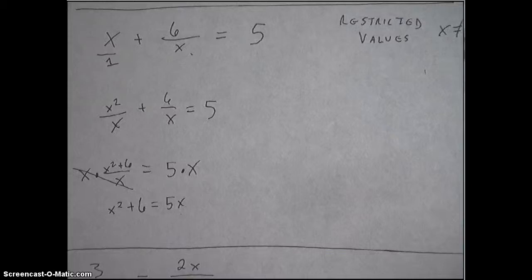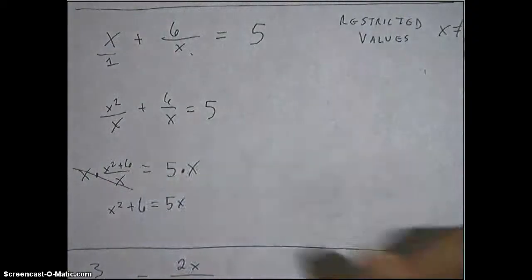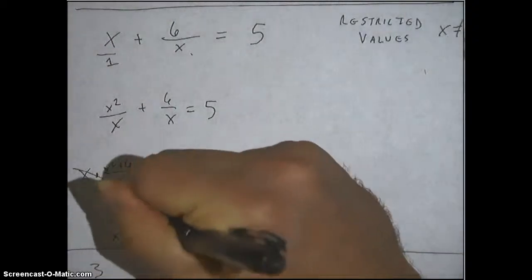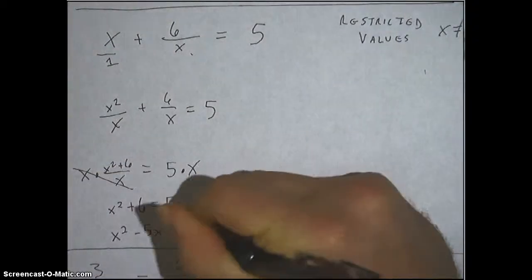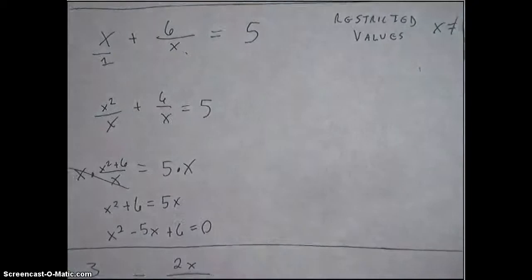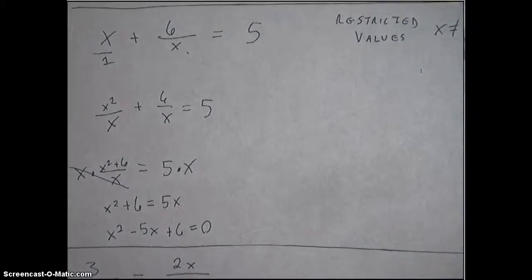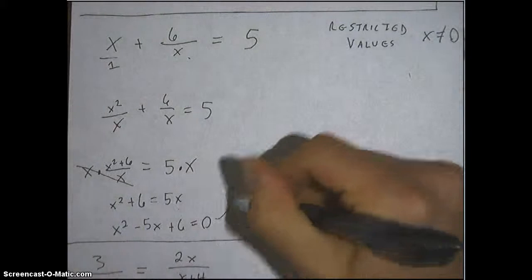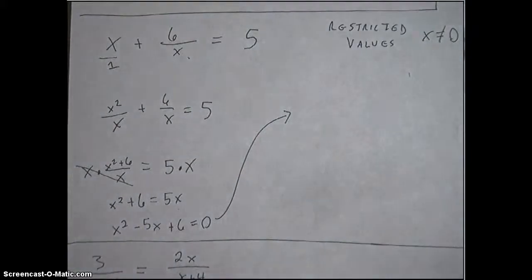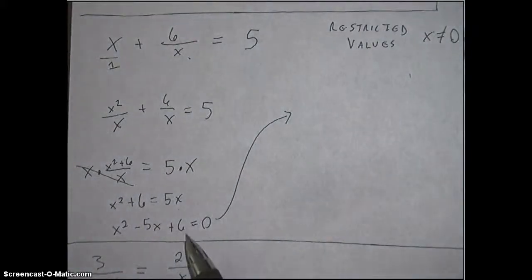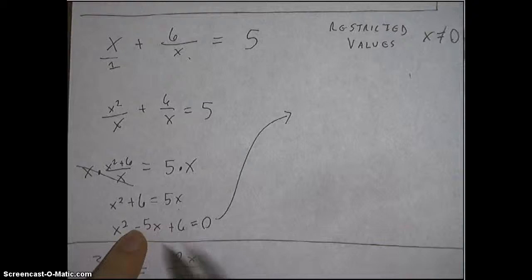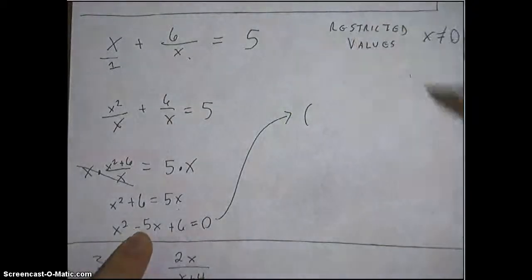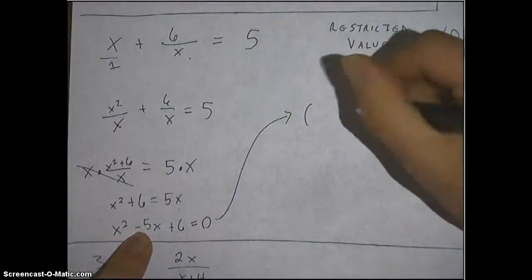Now, like I said, to solve a quadratic, I need to have a 0 on one of the two sides. So I'm going to subtract that 5x over to the other side. x squared minus 5x plus 6 equals 0. Now, this thing is factorable. And the way I like to think about it is, what are two numbers that multiply to 6 but add to negative 5? Of course, that's negative 3 and negative 2.